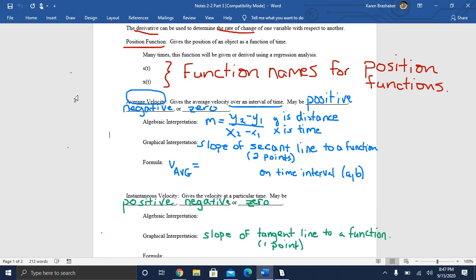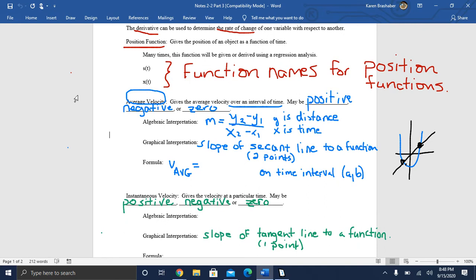Graphically, when you find the average velocity, you're finding the slope of the secant line to a function. So if you had a function graphed, such as just a simple parabola, the graphical interpretation of what would be going on here is a secant line. So we would look at what happens as this line goes through two points of your original position function.